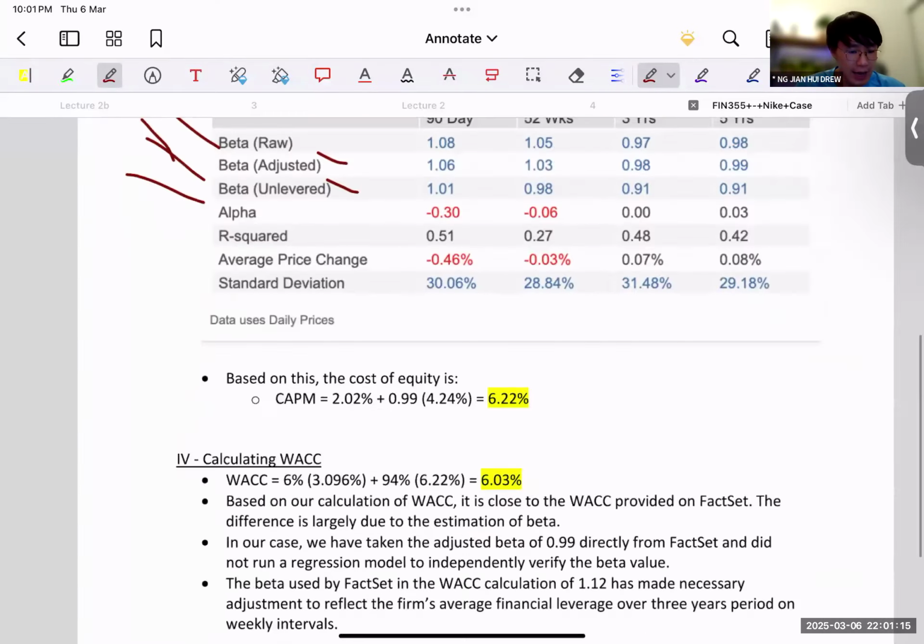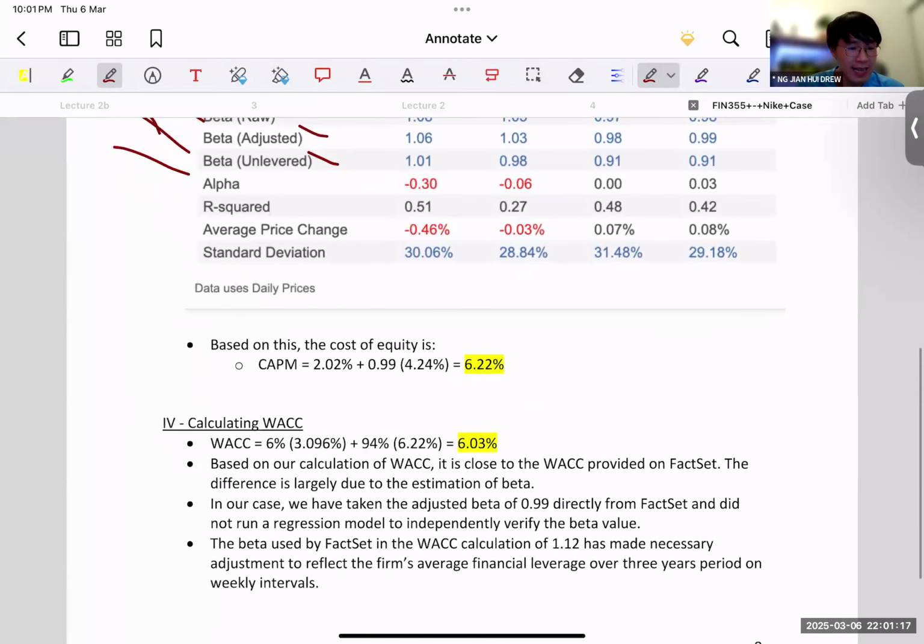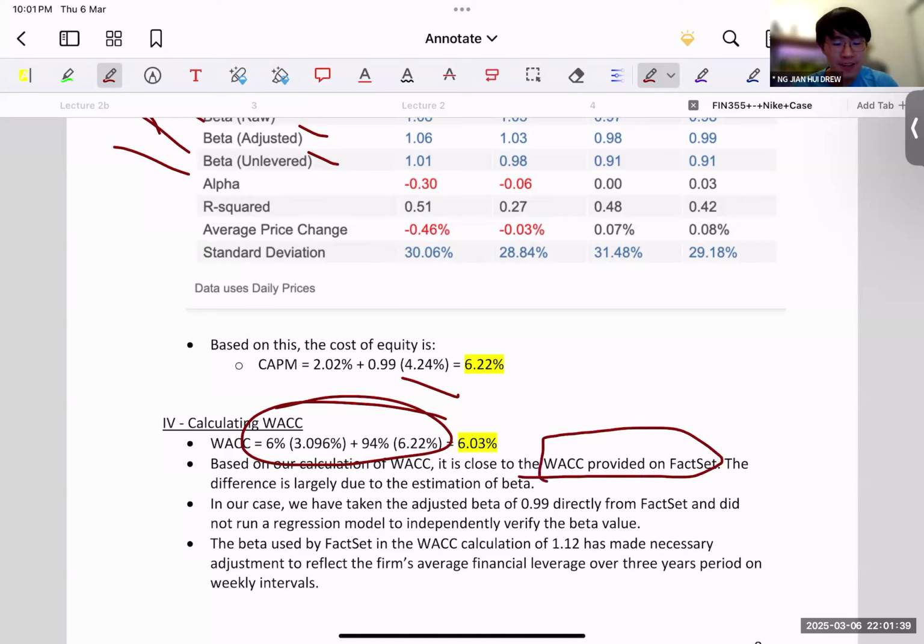Okay, I know it's about time already. So the last part, basically, all those are the components for WACC, right? So now the last part is just to calculate the WACC. So first, not WACC, first calculate the cost of debt. Then you can calculate the WACC based on the various parts that you have formulated. And at the end of the day, your WACC is close to the WACC provided by FactSet. So this is the check for you to ensure that you're on the right track. You're not totally far off. If you're totally far off, it means something is wrong.